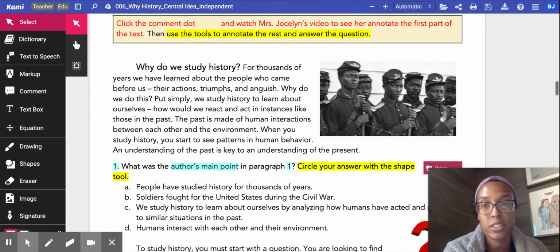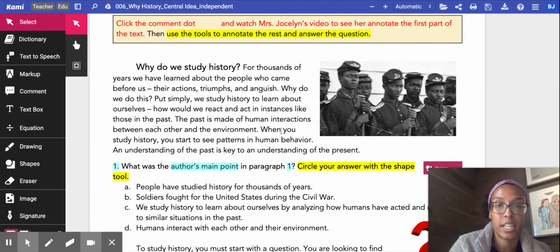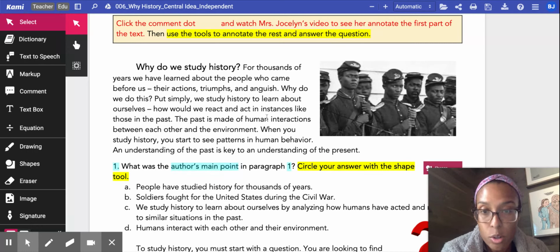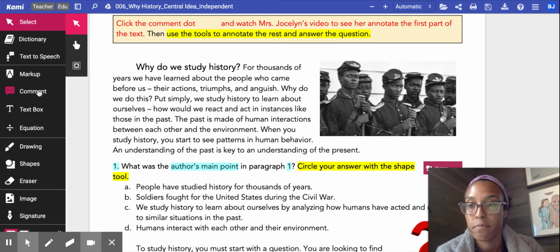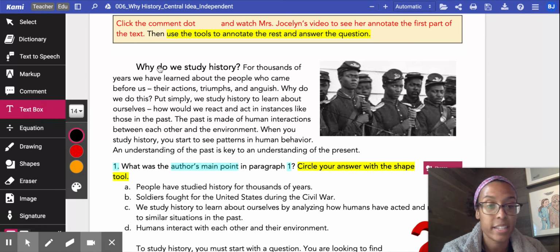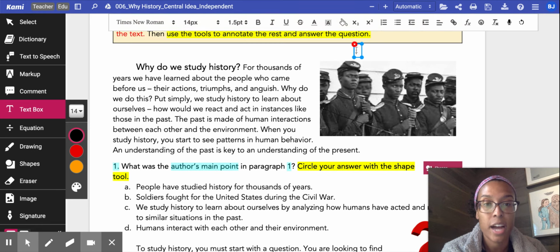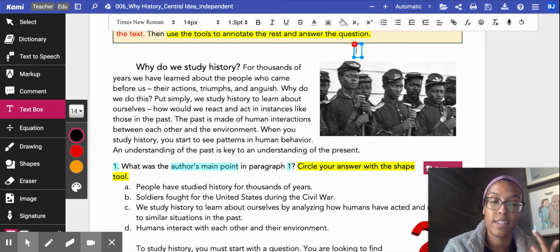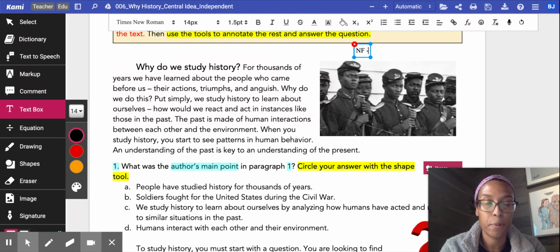Let's look at this first paragraph. It's titled Why We Study History. I'm going to take a look at the pictures, take a quick glance at the text, and first write down my genre and my source. I'm going to start by clicking the text box tool, and right here I have to write down, is it a fiction source, meaning it's a made up story, or is it a nonfiction source, meaning it is true? In this case, this is a nonfiction passage. I'm going to put NF.